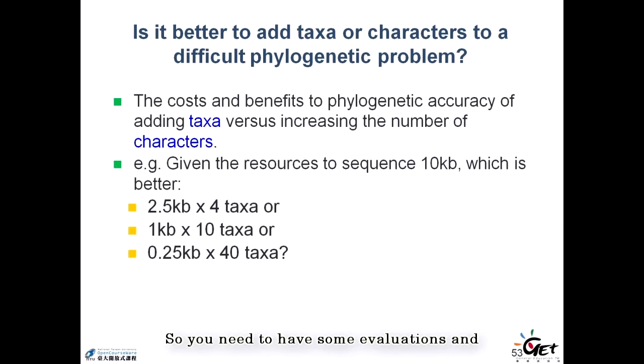So you need to have some evaluations of which way could be better. Sometimes it is very difficult to add more taxa, and it depends on the organism you are working with. If it's very hard to get more taxa, then you have no choice but to just sequence more. But sometimes it's very hard to find additional markers when you are performing phylogenetic analysis. If you want to add more markers, you have to evaluate and spend even more time on it. And maybe it will be easier if you have some taxa at hand, and you can add more taxa instead.